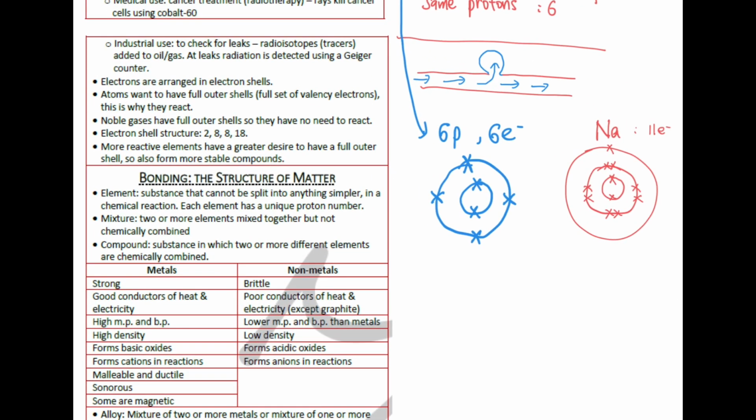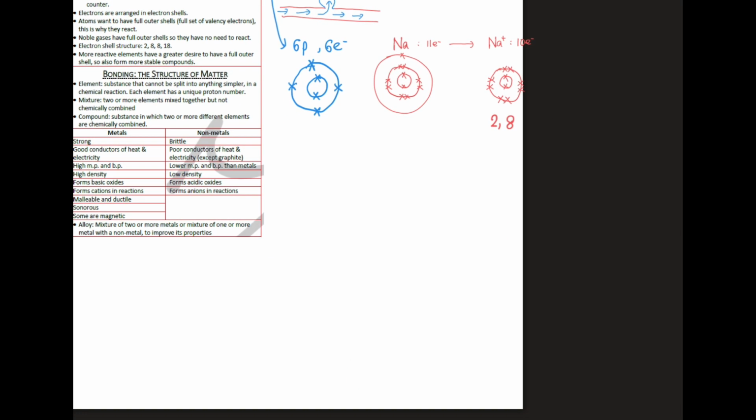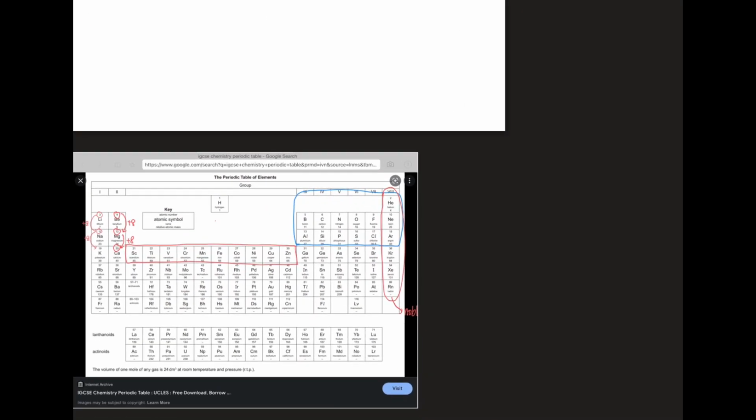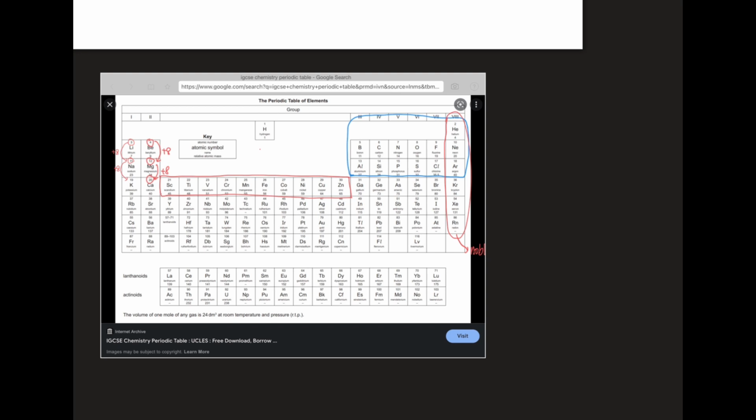Now let's come back to noble gases again. They say noble gases have full outer shells, so they have no need to react. Noble gases, remember, are in the column on the right, so we call them group 8. They use Roman 8, group 8. Noble gases are under group 8. They are stable. Group 18 also. In IGCSE they use Roman 8.